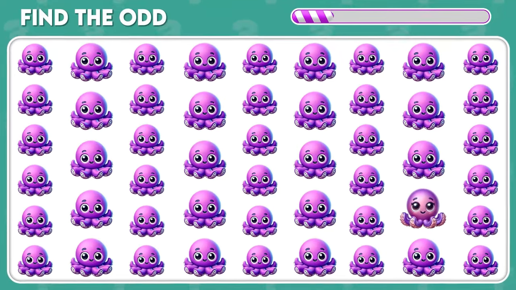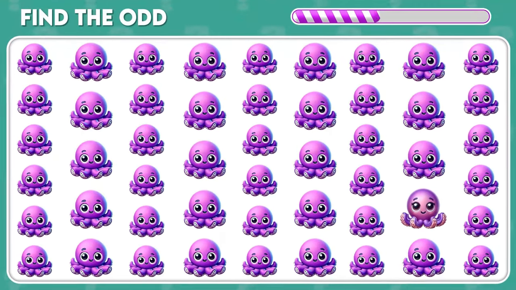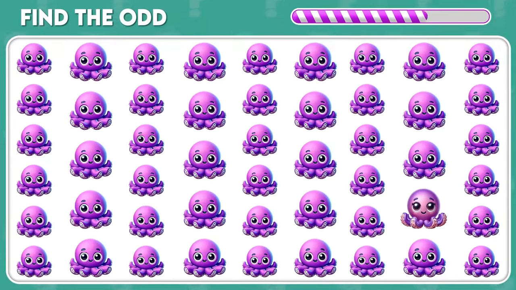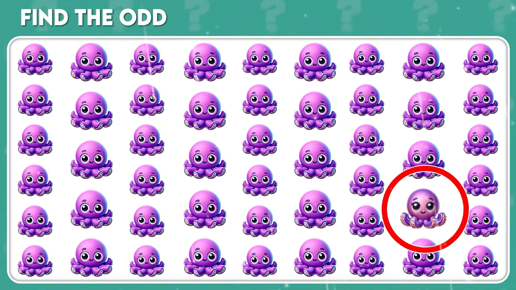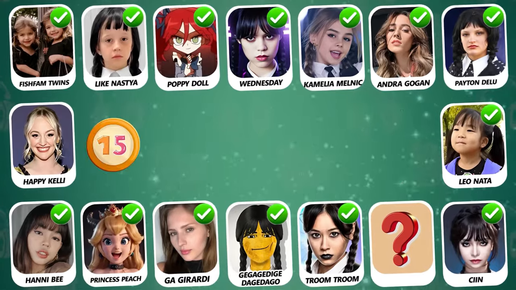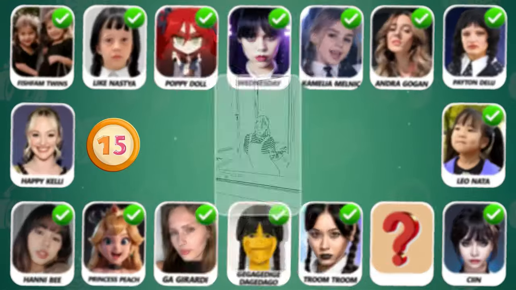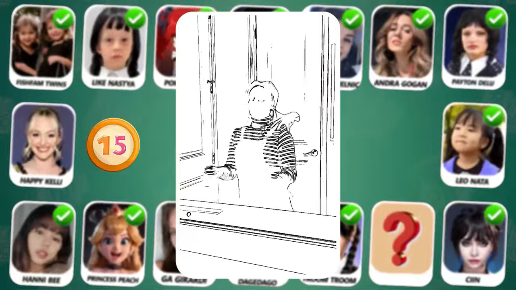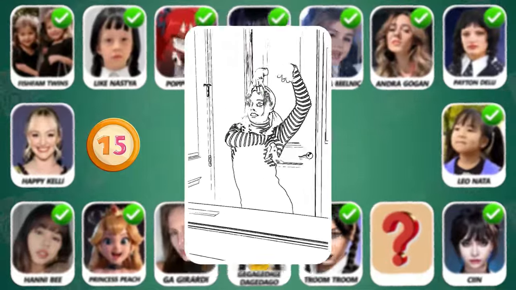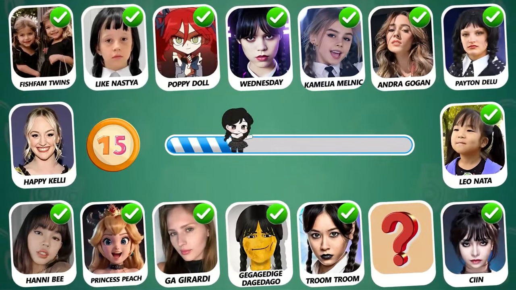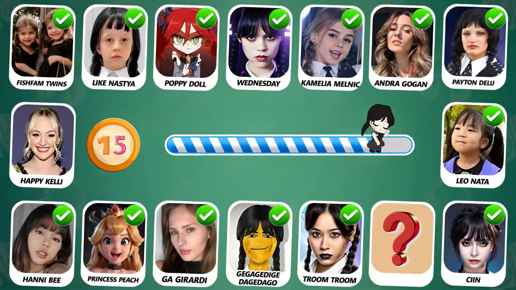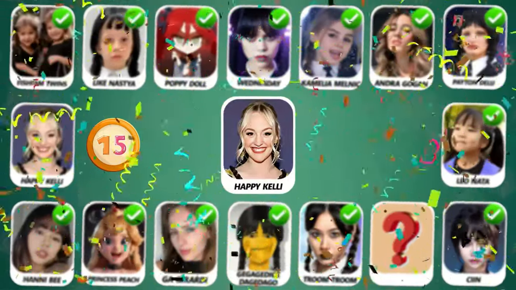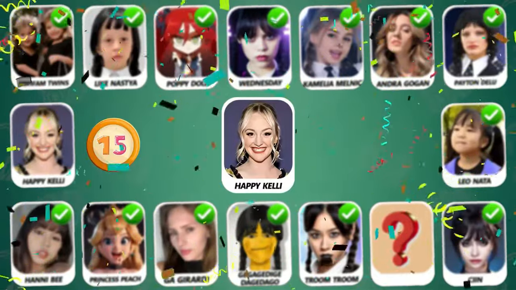Can you find the odd? Here is the odd. Good job. Number 15. Can you see who is dancing? Yes, that is Happy Kelly.